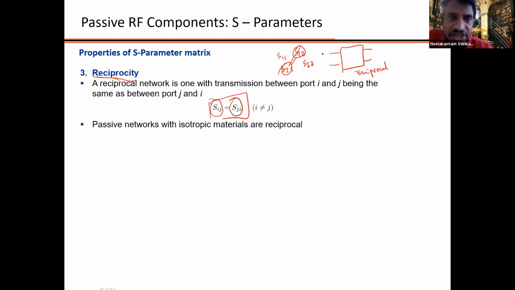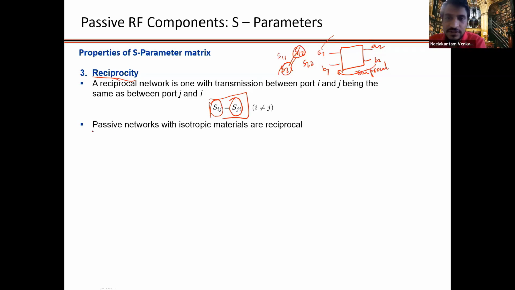That means if I inject A1 and I get a certain B2, and if I were to inject the same A1 as the A2 here, then I would get the same B2 as B1 here. So that's a reciprocal system. If for a certain A1 you get a B2, you inject the same A1 on port 2 as A2, then what you get out at port 1, which is B1, is going to be the same as what you previously had as B2. So that's reciprocal.